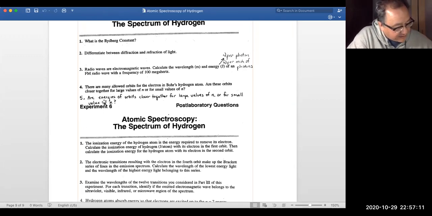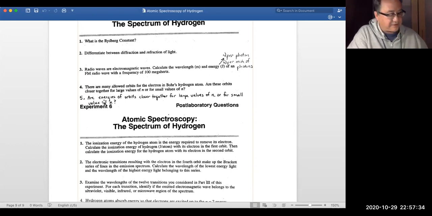And then are the energies of orbits closer together for large n or small n? And here you're going to be looking at the energy diagram.